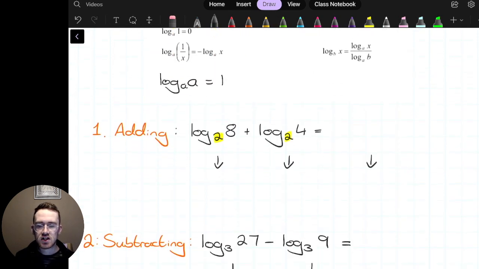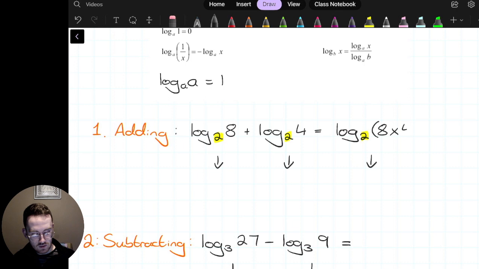If we have a question here like this one, log to the base 2 of 8 plus log to the base 2 of 4, we can rewrite that as log to the base 2, keeping the base the same, and we can multiply the two other terms, the two subject terms if you like. 8 by 4, log to the base 2 of 32.